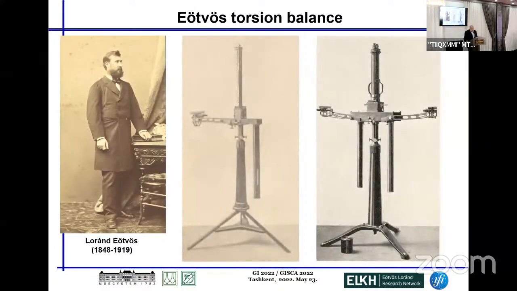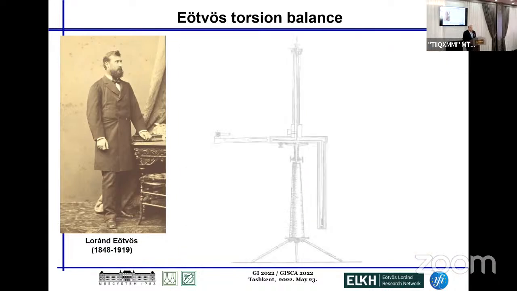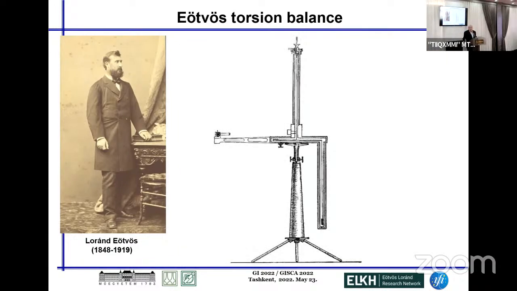So here I will start my actual overview of the history of gravimetry. Everything started with Baron Loránd Eötvös, and Hungarians are quite proud of him, as he is of our nationality. Actually, not only gravimetry, I would rather say that geophysics itself started with his instrument, the torsion balance. We have a sketch of the torsion balance in this view.